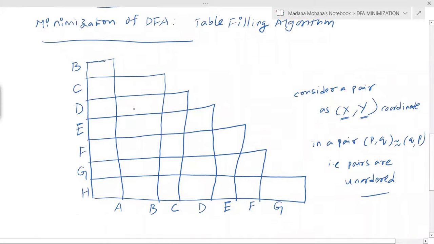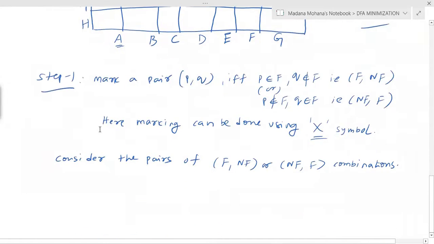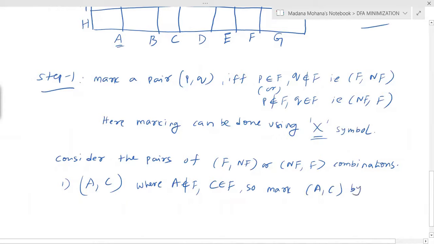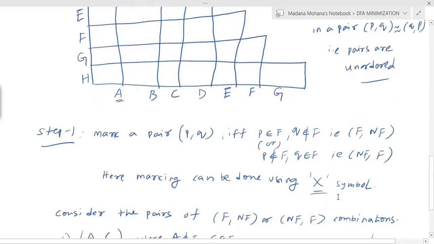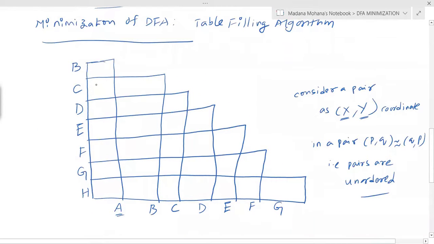So first start with A, then take the first column, A to B. See, both A and B are non-final states. Now take the A comma C combination. Here you get A comma C, where A does not belong to the final states and C belongs to the final states. Therefore, mark the pair A comma C with the cross symbol. So you have to mark A to C.